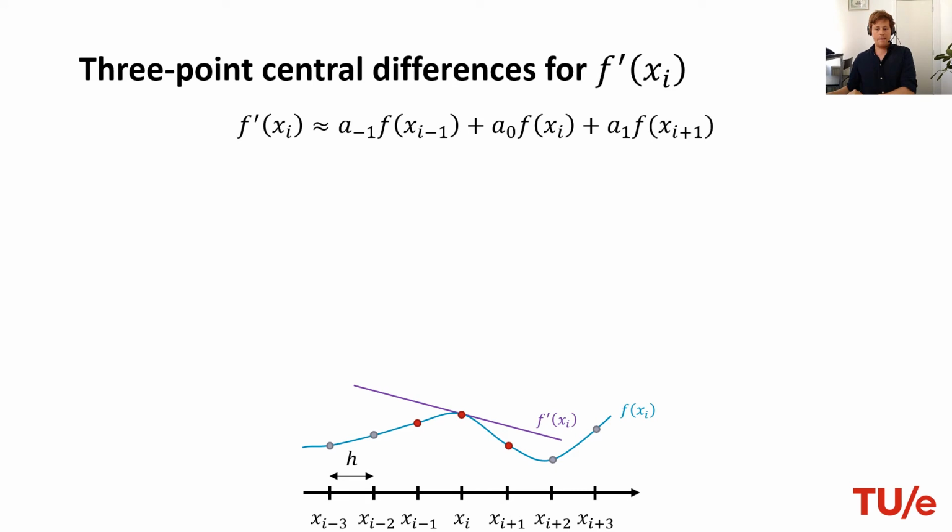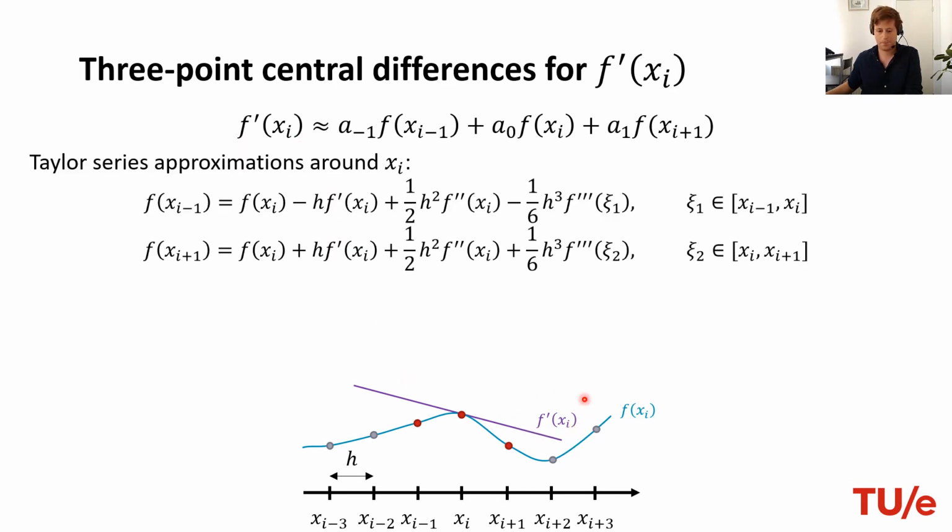Let's take a look at another scheme, a central difference scheme. In central differences, well, we choose here 3 points. So we choose the point itself, we choose the point 1 to the right, and a point 1 to the left. And again, the goal is to approximate this derivative of f at point x is equal to xi.